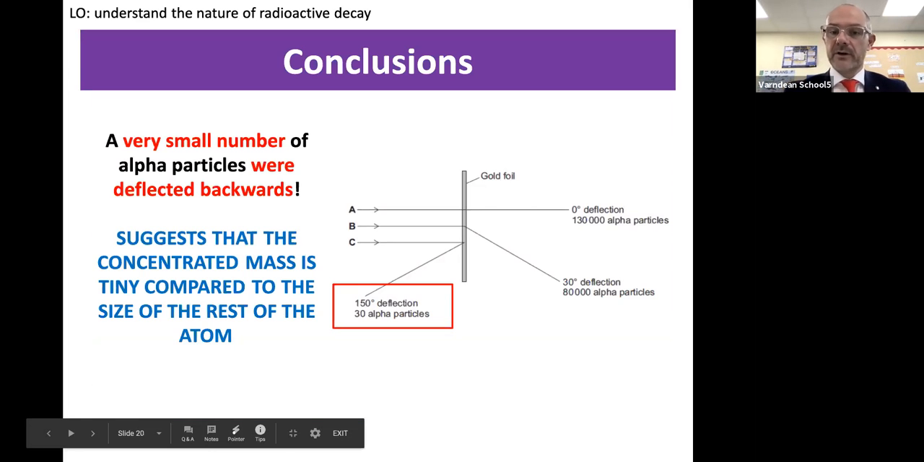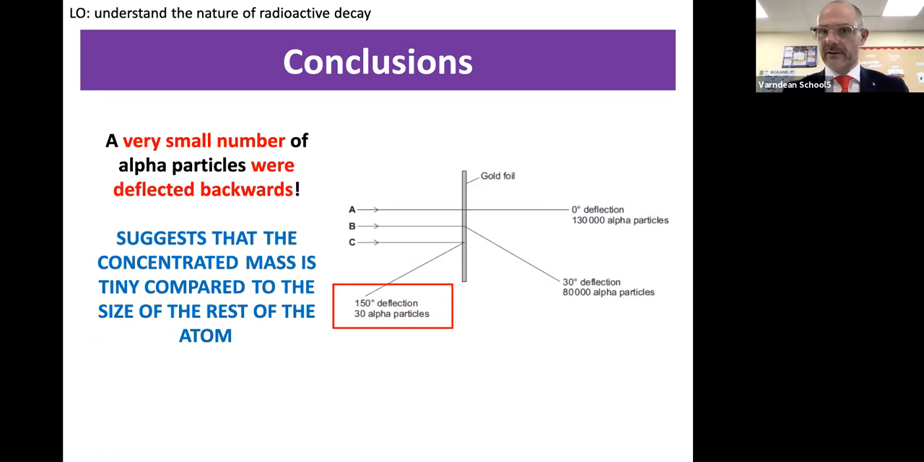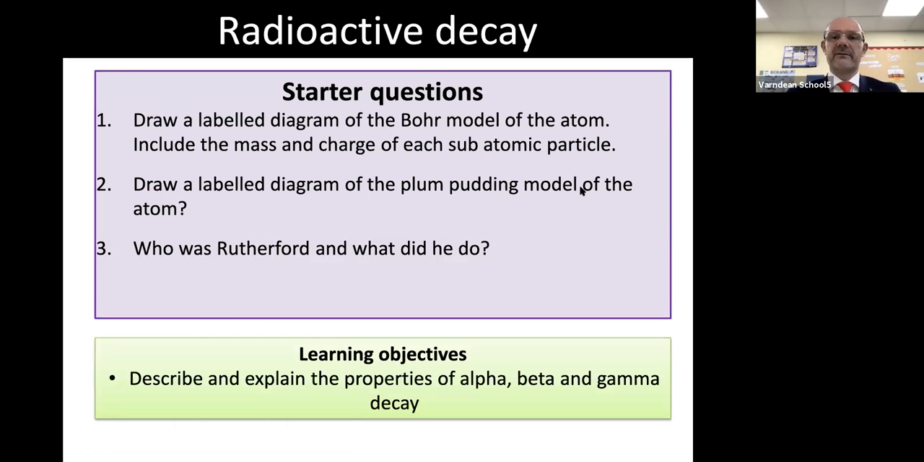And so he was able to come up with the nuclear model of the atom. Nuclear. See where we're going there? So we've talked about radioisotopes, the nuclear model of the atom. We're talking about the nucleus, and we're into radioactive decay.